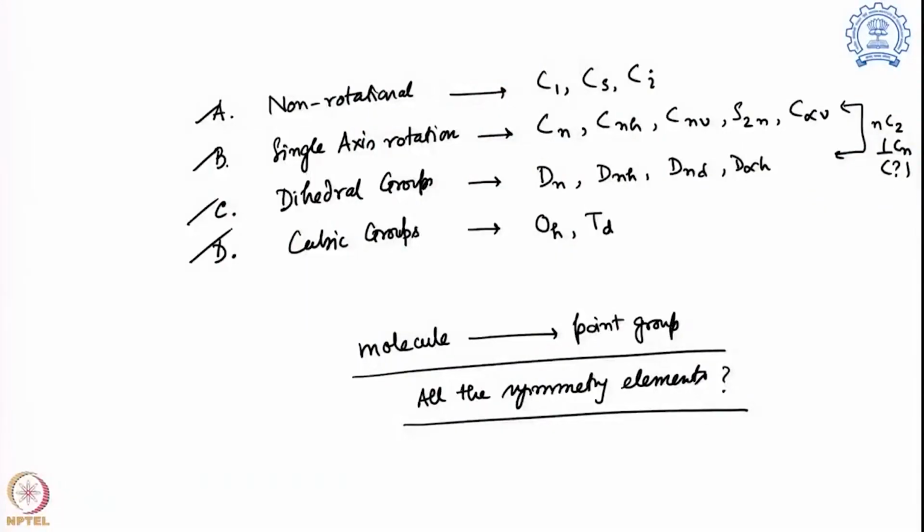So, for this particular segment we will stop over here and conclude that there are 4 different groups possible, starting from non-rotational to single axis rotation to dihedral and cubic groups. And now the next segment will be how to find out which molecule belongs to which particular point group. So, with that we would like to conclude over here. Thank you.